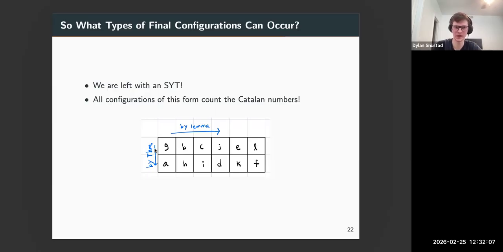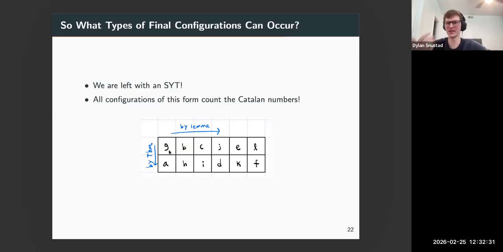And then the next question you might ask is, well, do you get all of them though? Do you get all of the Catalan configurations? Oh, and maybe I should mention, if this is a fact people are not aware of, standard Young tableaux of this shape, their fillings are in bijection with the Catalan numbers. So they count the Catalan numbers. This is kind of cute.